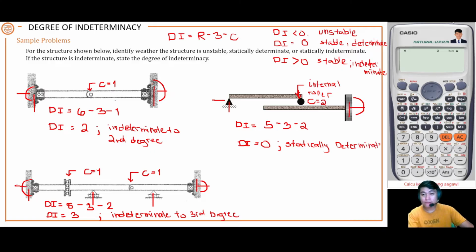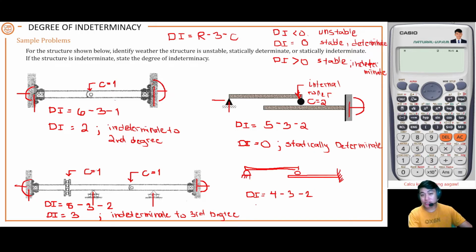Okay. So what if for this problem, we are going to convert that into a roller support, and this is a fixed. So what will happen to the answer? So the degree of indeterminacy is equal to how many reactions for this problem? So for the reactions, it will be only four reactions. One for a roller, three for a fixed support. Then minus 3, a fixed number, minus 2 for internal roller.